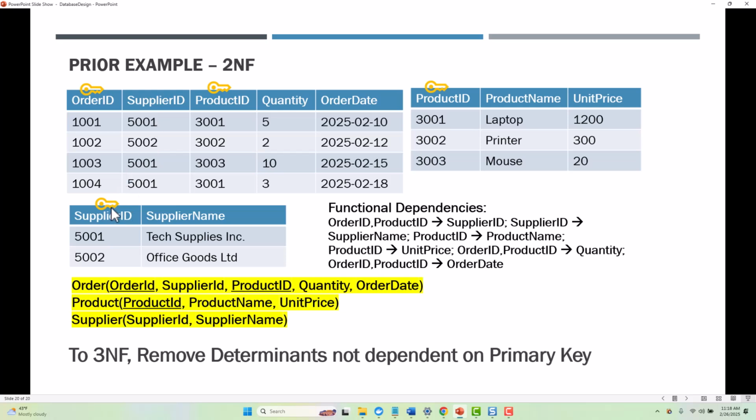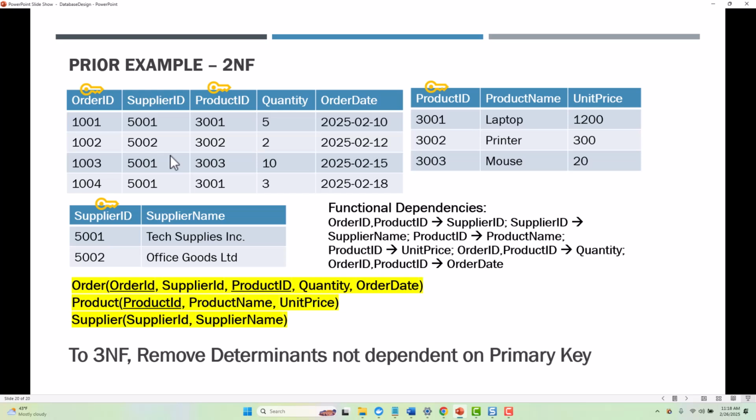So in that case, we would move the supplier ID and the supplier name to its own entity and then remove the supplier name from that order table. Once we do that, we are at 3NF. We are at a good table design at that point.